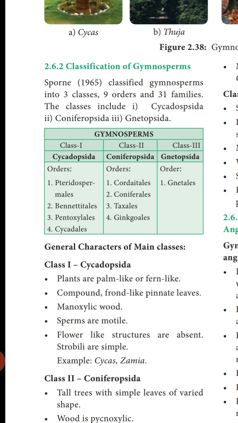Next, Coniferopsida includes four orders. They are Cordaitales, Coniferales, Taxales, Ginkgoales. The third class, Gnetopsida, includes only one order, that is Gnetales.